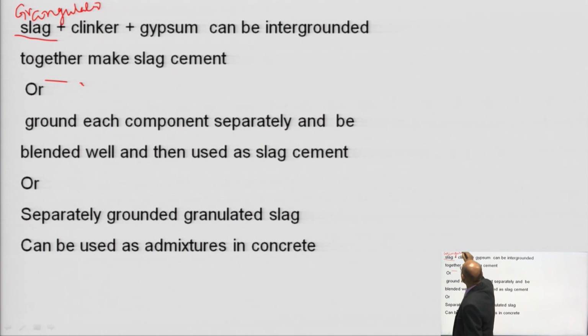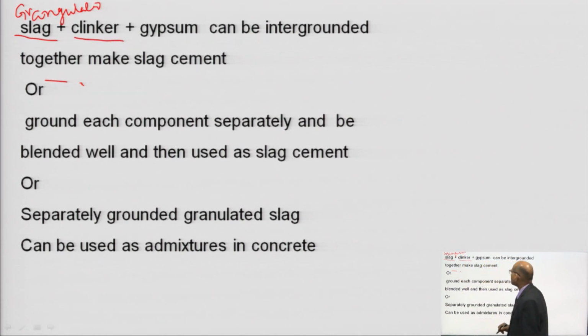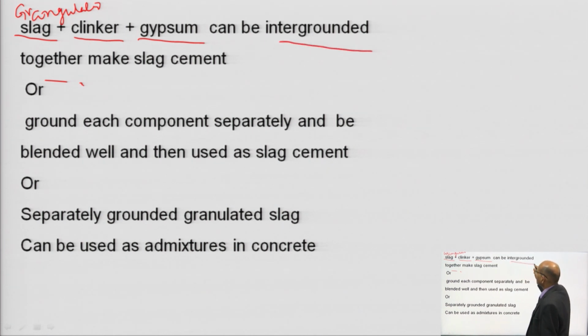Granulated slag you can take, plus clinker from the cement clinker, which has 4 compounds: C3S, C2S, C3A and C4AF, and you can take gypsum retarder, and intergrind them in a ball mill and tube mill. Okay. So, this is one of the conditions you can do.